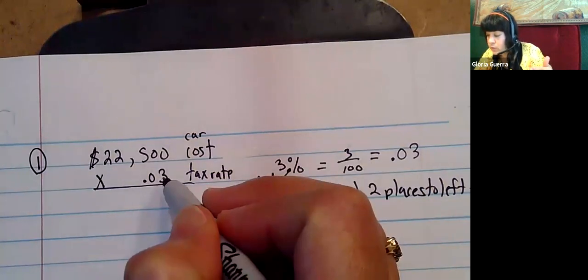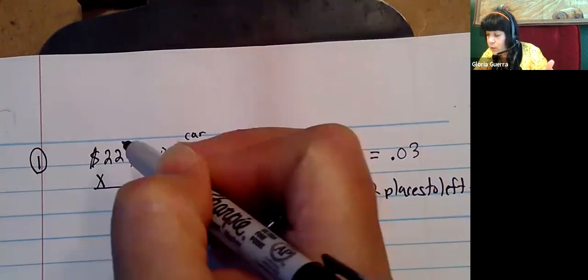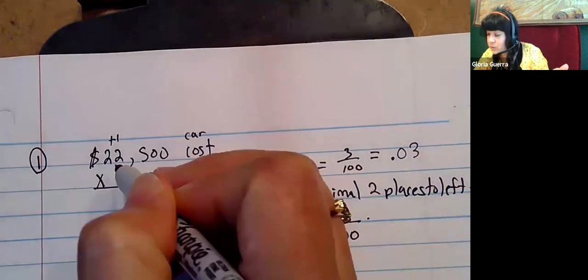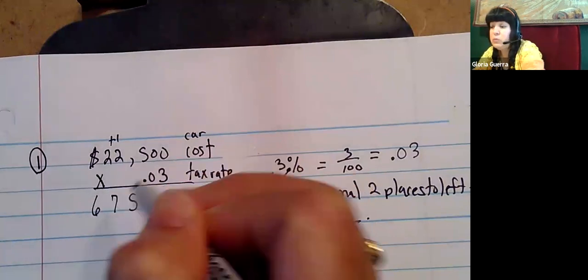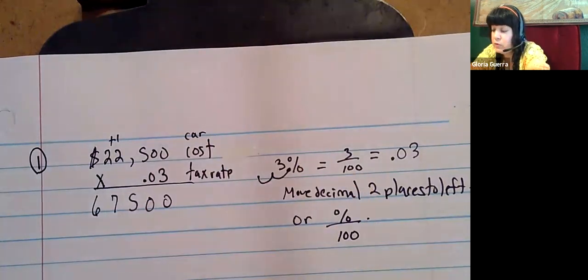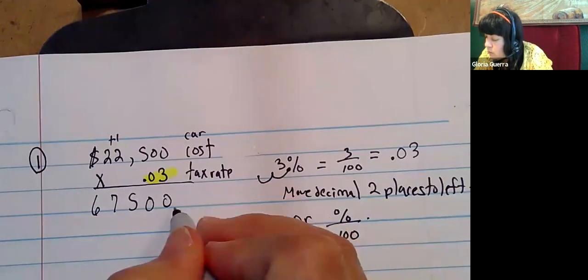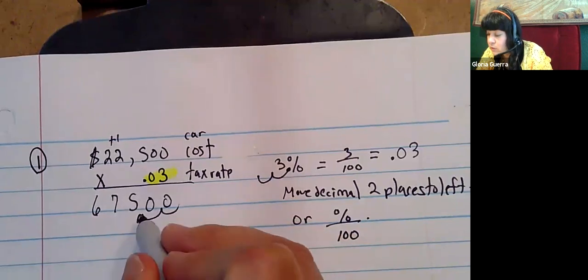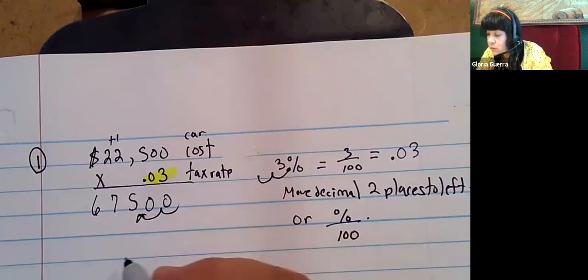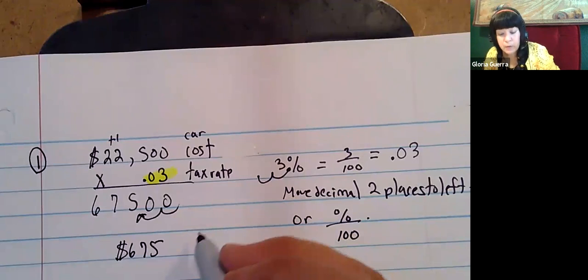Okay. Now, just for the practice, if I didn't have my calculator and I were doing this by hand, I would multiply 3 times 0, 3 times 0, 5 times 3 is 15, carry my 1, 3 times 2 is 6, plus 1 is 7, 3 times 2 is 6, and then I count my decimal moves. Since I have 2 decimal moves, I've got to move my decimal 2 places this way. So that still gives me $675. And what is that? That is the sales tax paid.